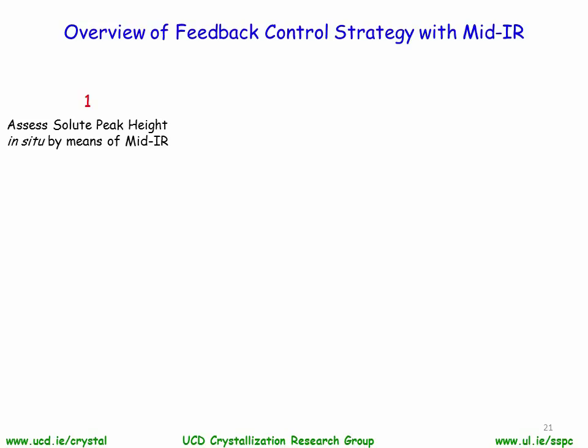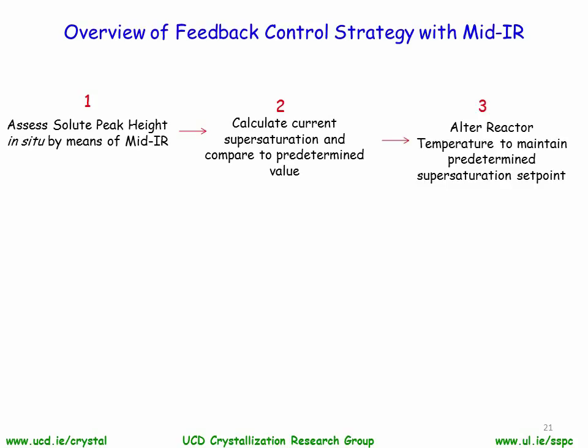So our strategy for feedback control would be to assess our solute peak height in situ by means of IR, like we did in the previous benzoic acid case study. We then calculate a supersaturation set point and compare it to a desired or predetermined value. This calculation then alters the reactor temperature to maintain this supersaturation set point. The important thing to note is that all these calculations are hidden within the iControl LabMax user-defined trends.